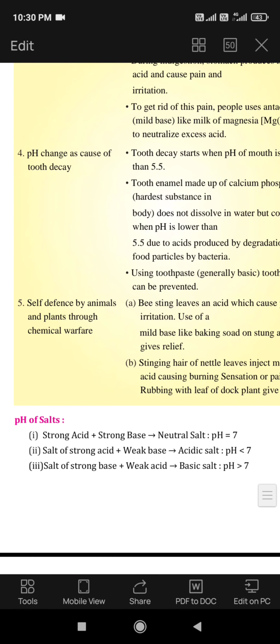Next, compounds and pH value we will discuss in our next lecture. Wait and watch for the next lecture, which will be very important for you. And in the next part we will discuss previous year papers of different board examinations.